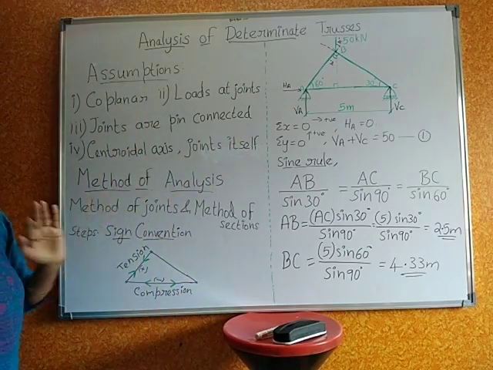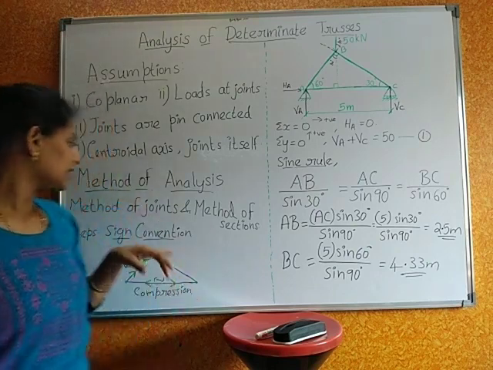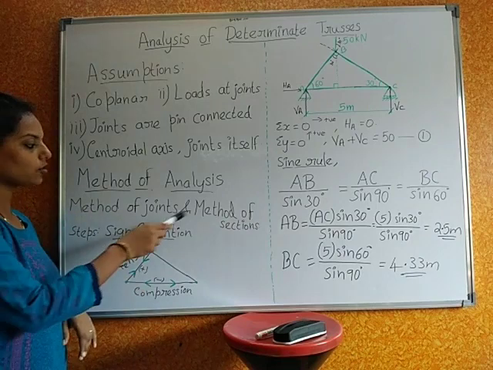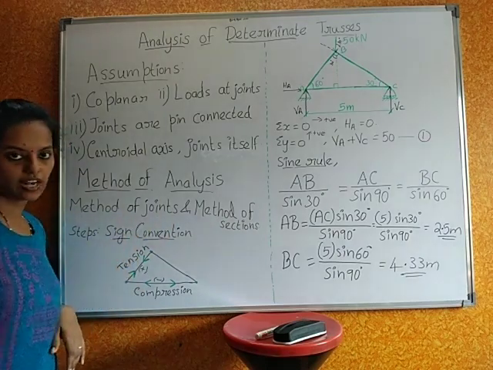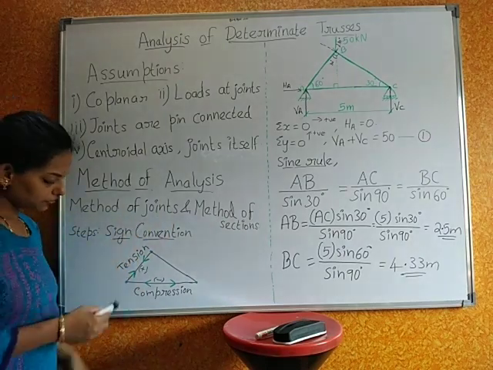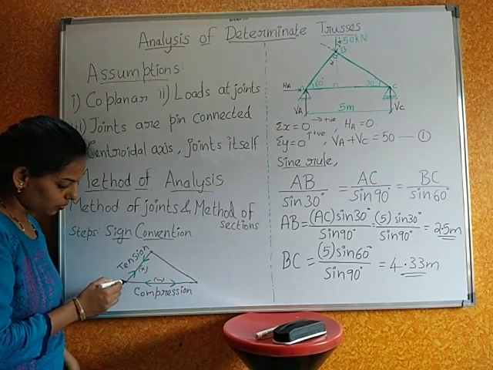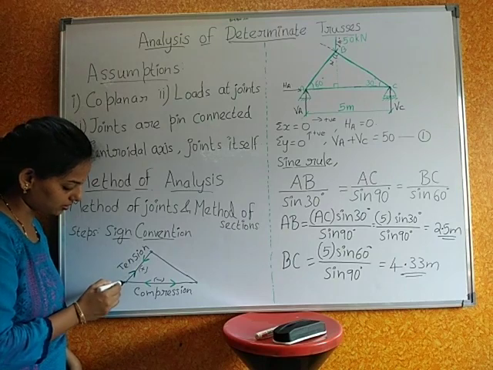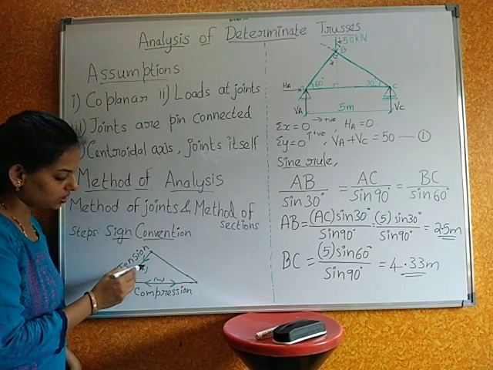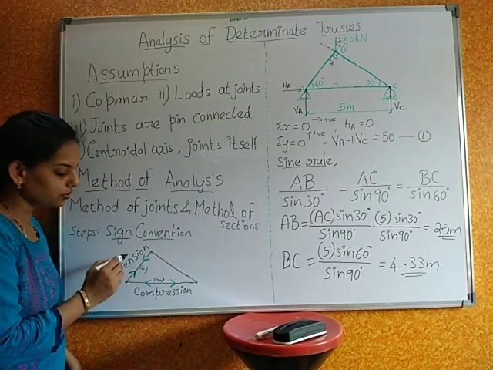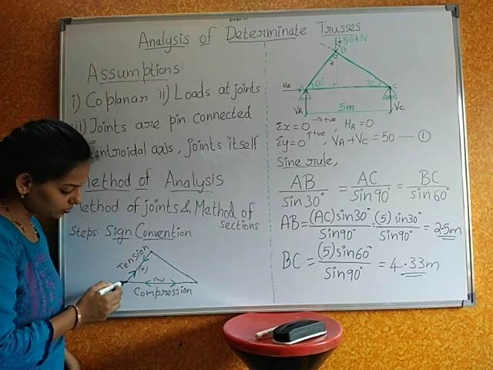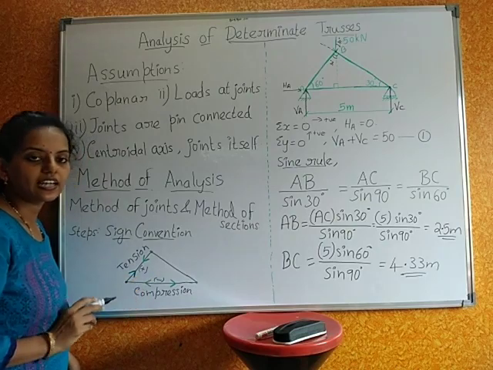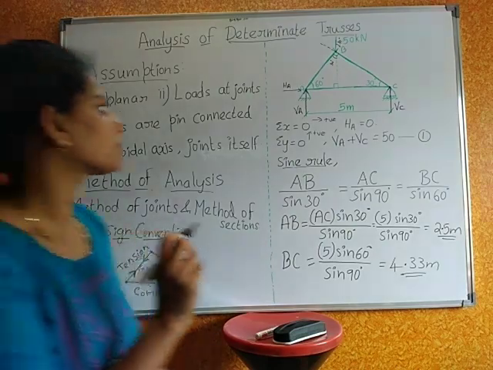Then to analyze this problem, we have two methods, that is, the method of joints and the method of sections. Before going to that, we have the sign convention. If the arrow is moving away from the joint, see this, it is moving away from the joint, then consider it as positive, that is, tension. If it is moving towards the joint, consider it as compression and take it as negative, that is, minus.